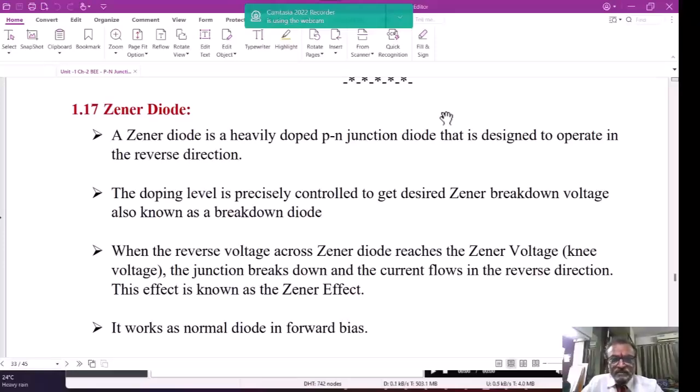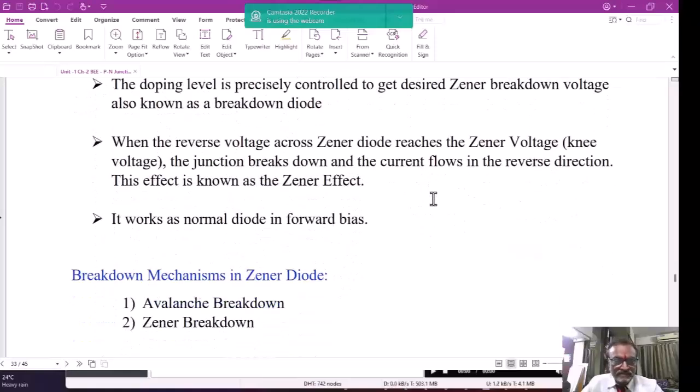When the reverse voltage is applied across the diode and it reaches the Zener voltage, also called knee voltage, the junction breaks down and the current flows in the reverse direction. This effect is known as Zener effect, and that's why the name of the diode. It works as a normal diode when operated in forward bias.